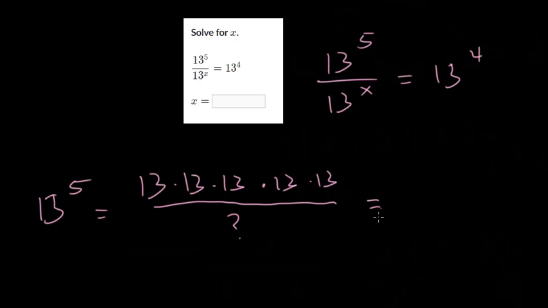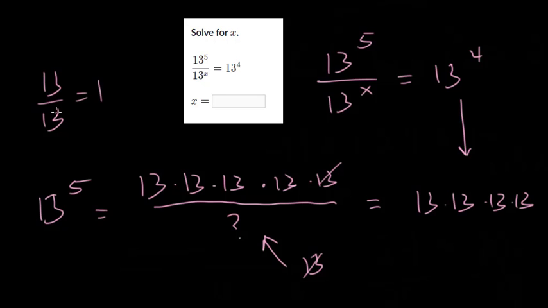That's our problem, but we know that in the end, we want this to be 13 to the 4th, so we have to have 4 of these 13s left over. Since we have 5 up here, one of these has to cancel out. So we just want 13 in the bottom, because if we just have 13 down here, then this and this cancel, since we know 13 divided by 13 is just 1, and we would just have 4 left up top. Since we just need one of these down here, x in this case would just have to be 1.